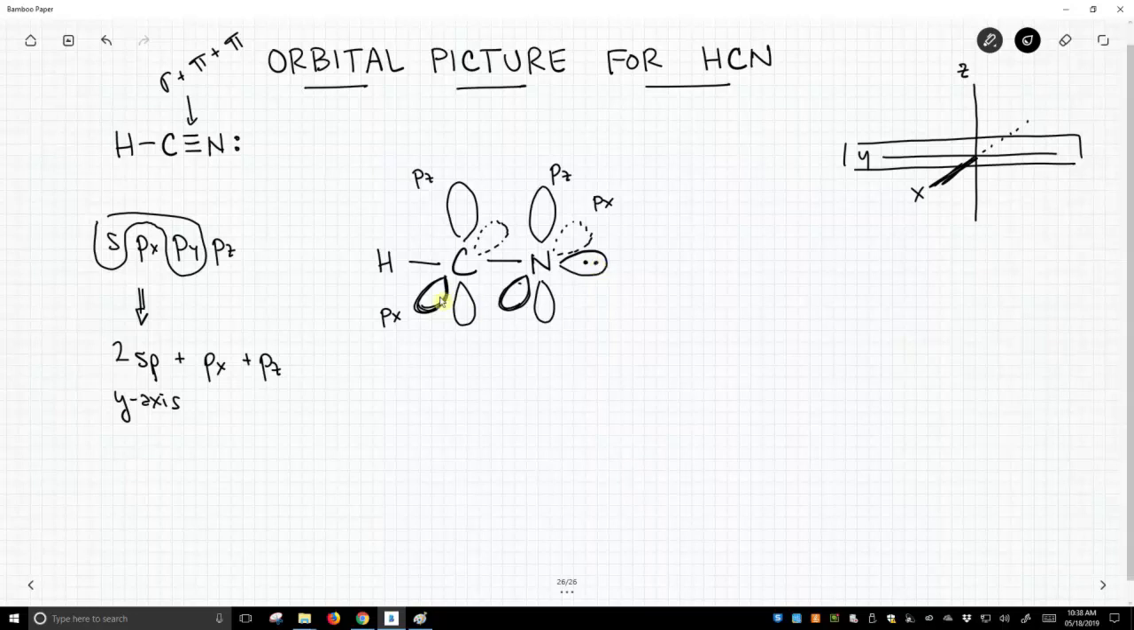To complete our picture, we simply overlap the ends of our p orbitals. And again, now we have a lot of lines connecting the carbon and nitrogen, 5 in all, but some of those are from our pairs of lines for our pi bonds. So we have 5 lines, but that's really 3 bonds. It's a carbon-nitrogen triple bond. So that is our orbital picture for hydrogen cyanide.